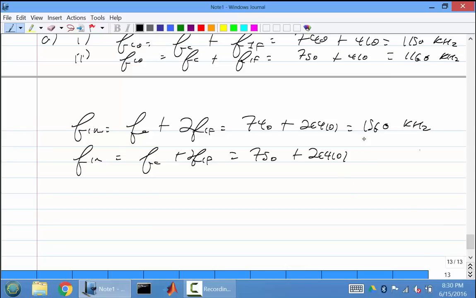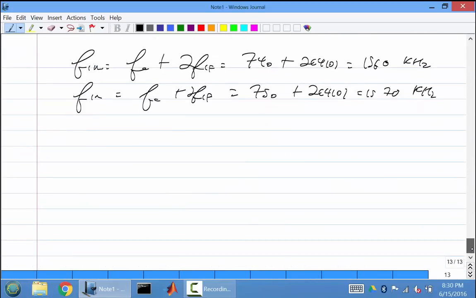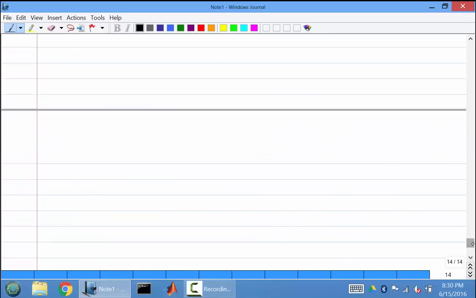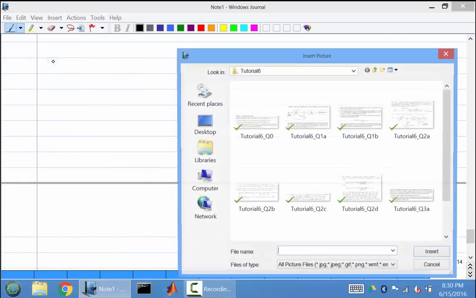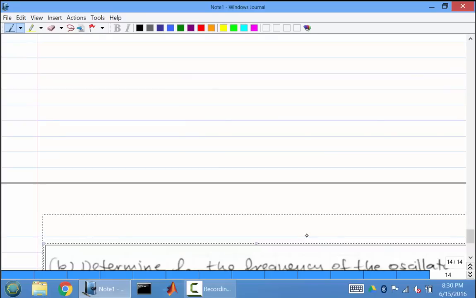Okay, it's just 1570. So those are your 2 image frequencies. Okay, so 820, yep. So that's B, that's fine, that's part A. Let's do part B, which is this guy over here.